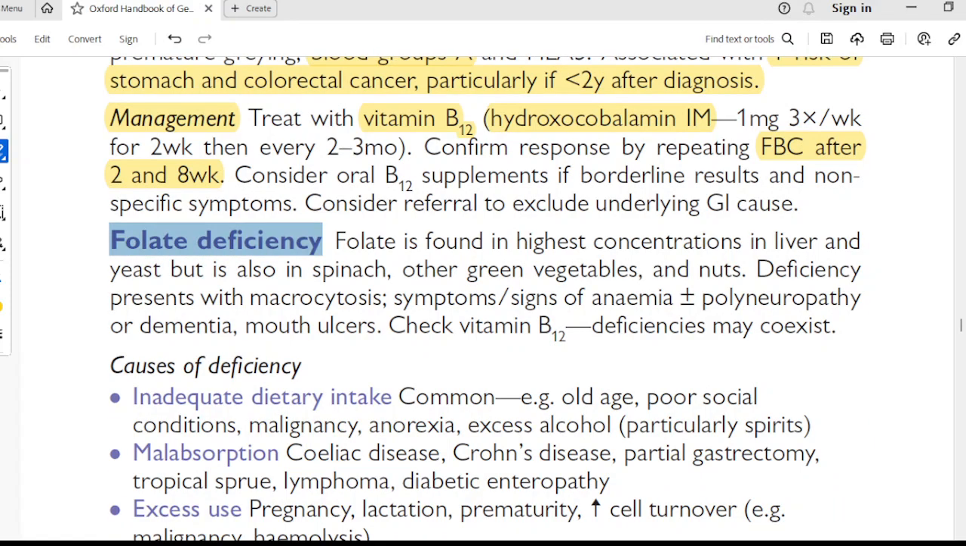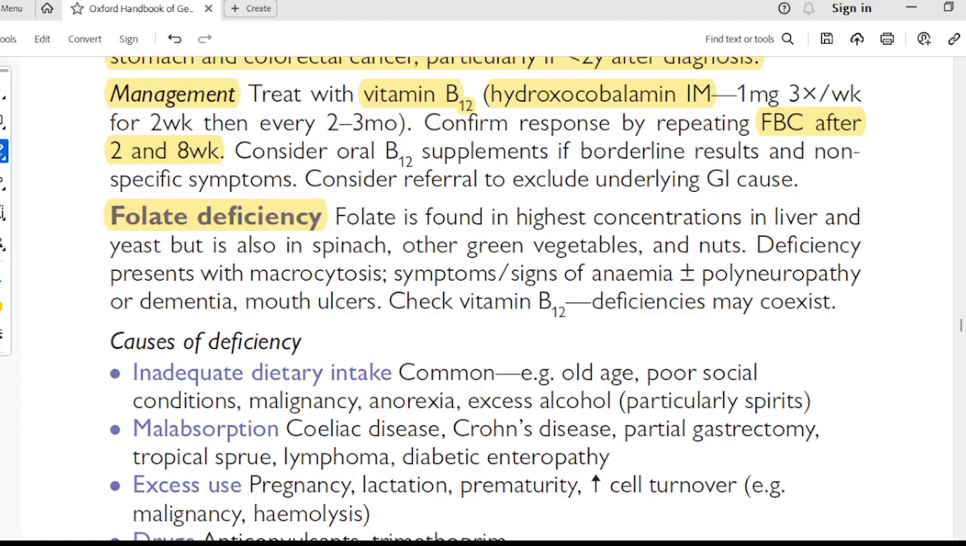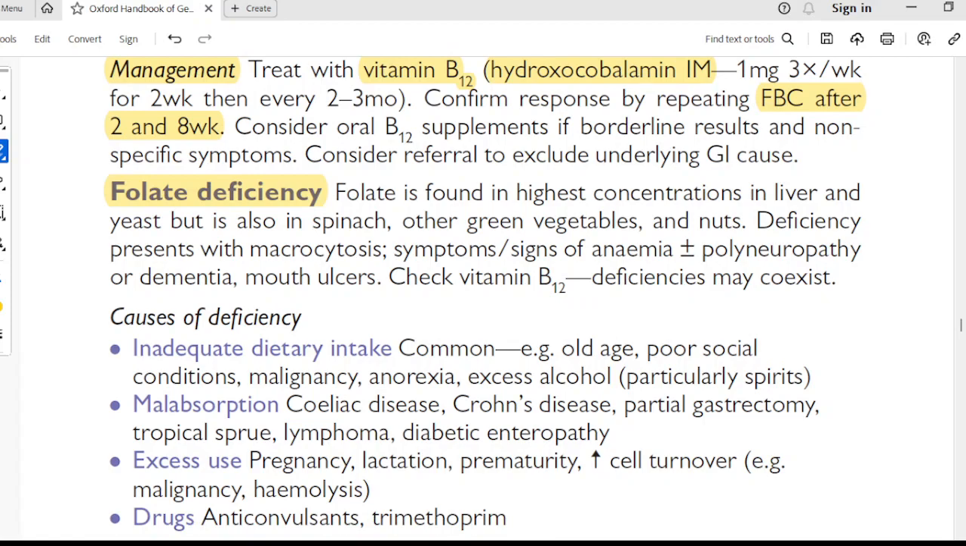Folate deficiency anemia. Folate is found in highest concentrations in the liver and yeast, and also in spinach and other green vegetables and nuts. Deficiency presents with macrocytosis. There will be symptoms and signs of anemia, polyneuropathy or dementia, mouth ulcers, just like vitamin B12. Vitamin B12 deficiency may coexist.